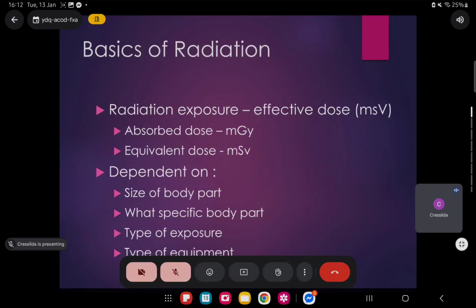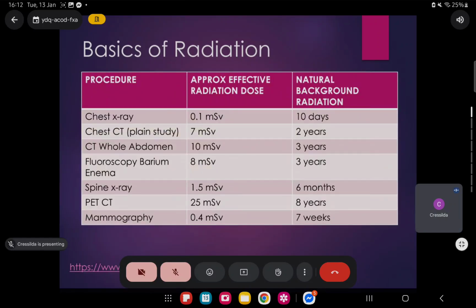The dose of radiation that the patient is exposed to will vary. Again, it will depend on how much of what particular body part is exposed. Remember, some organs are more sensitive to radiation. It also depends on the type of exposure, since X-ray has less exposure compared to CT, and on the type of equipment, whether we're dealing with a PET scan, CT, or an X-ray machine. Don't worry, the numbers will not come out in your exam.